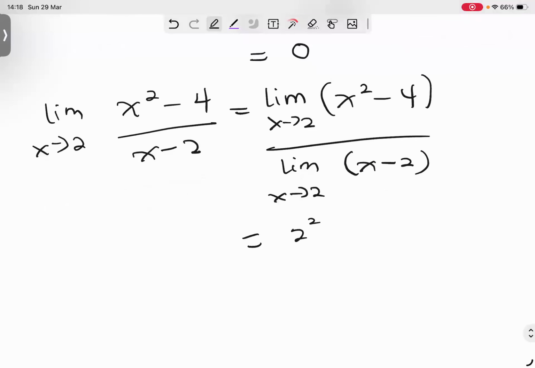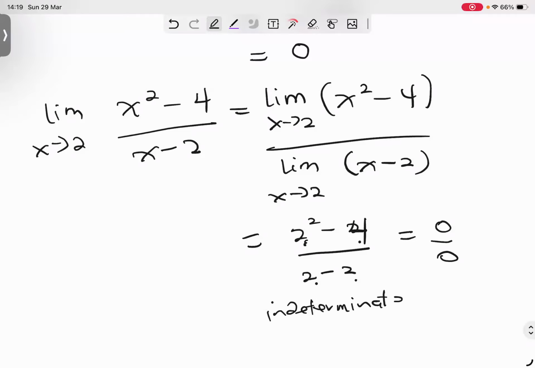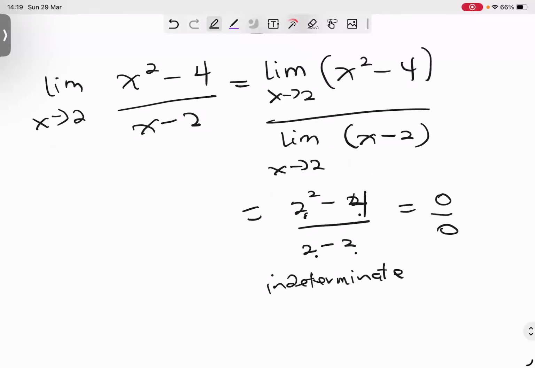So we have 2 squared minus 4 divided by 2 minus 2. 2 squared will give us 4. 4 minus 4 is equal to 0, divided by 2 minus 2, which is equal to 0. So the answer we are getting is 0 over 0. This is said to be in the indeterminate form. Indeterminate.